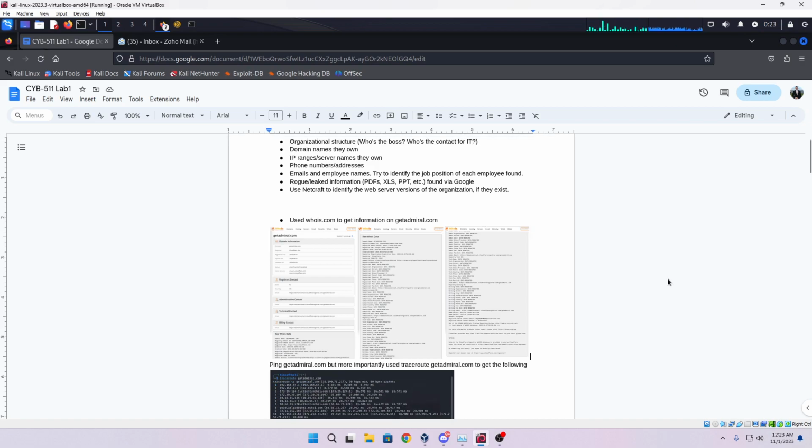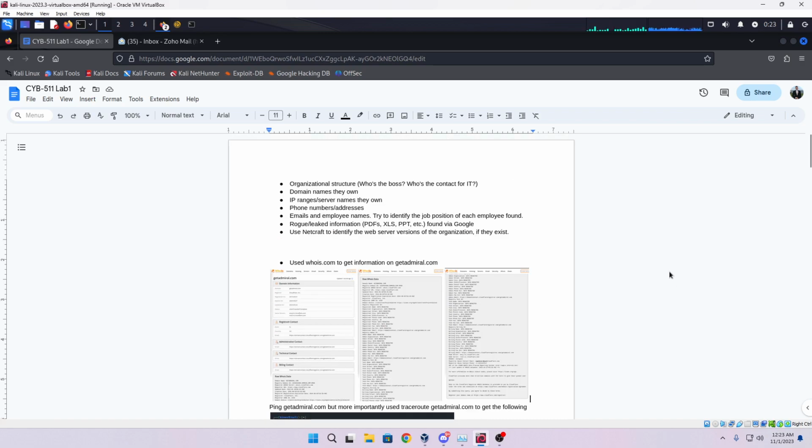So for the students and the professor, today I'll be talking about getadmiral.com, the domain that I picked from our bounty. It's a company called Admiral that does anti-ad blocking software for websites like the Army Times and Wall Street Journal. When I saw that, I thought it was very interesting.